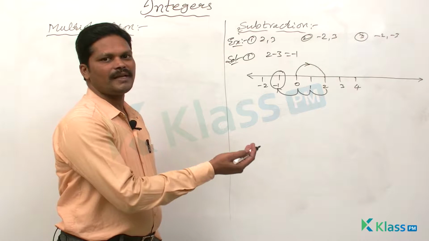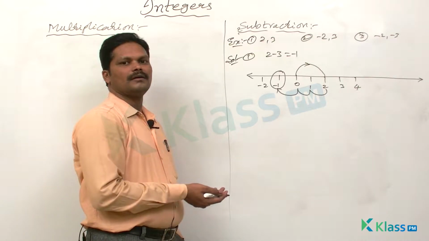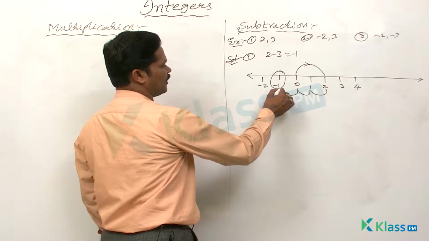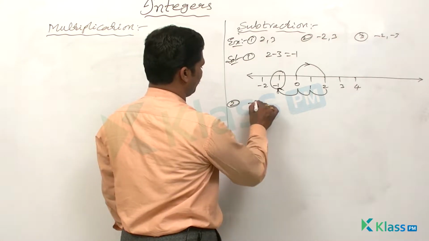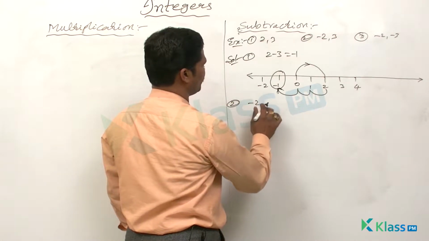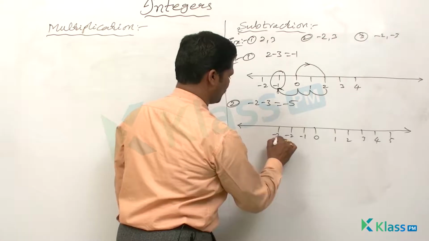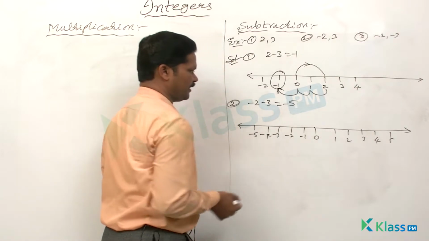We shifted 2 steps to the right. Then from that place we are moving left on the number line to see where we are reaching. That is our accurate answer. And the second one, one negative and one positive. Then surely we will get minus 5. I am taking minus 1, minus 2, minus 3, minus 4, minus 5.